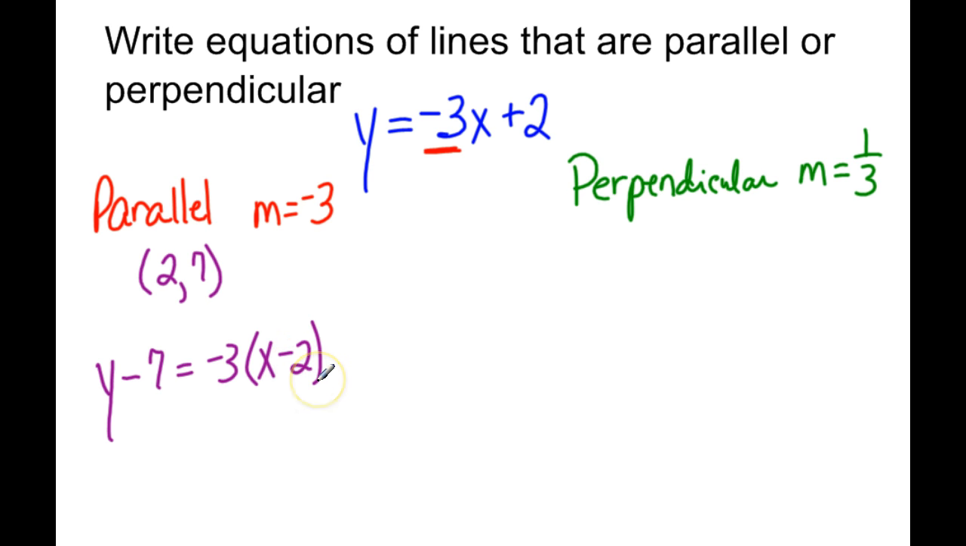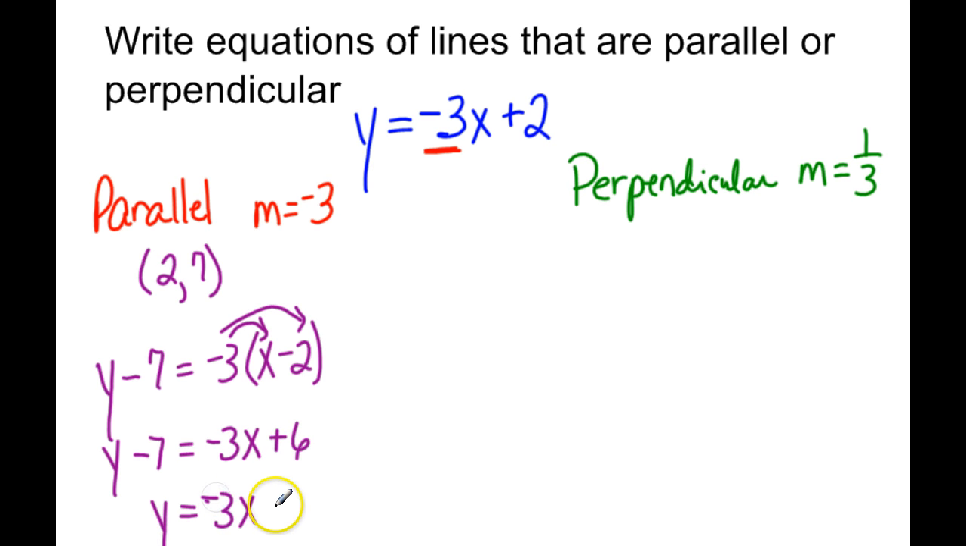There it is in point-slope form. If you need to have it in slope-intercept form, you're going to do the distributive property. That's going to give you y minus 7 is equal to negative 3x plus 6. Add 7 to both sides. Y is equal to negative 3x plus 13.